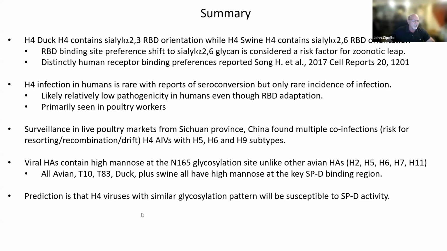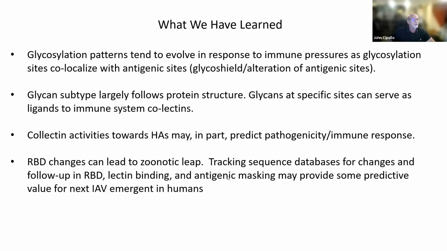And viral HA contain this high mannose site, unlike the other avians that I've already described here. So it has a different presentation. So it probably is a substrate for, not substrate, but a ligand for SPD. And so we're predicting that it is susceptible to SPD. Maybe this explains, at least partially, why it is not a serious infection. So this first line, innate immune factors probably involved.